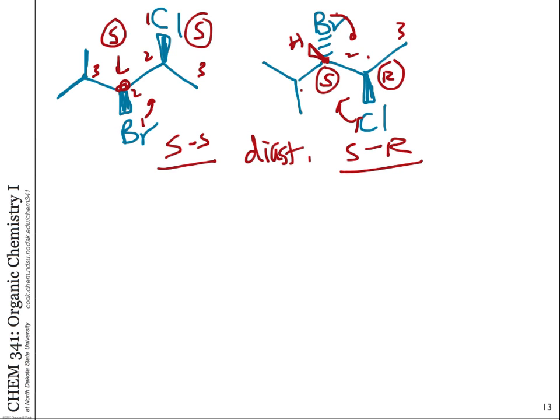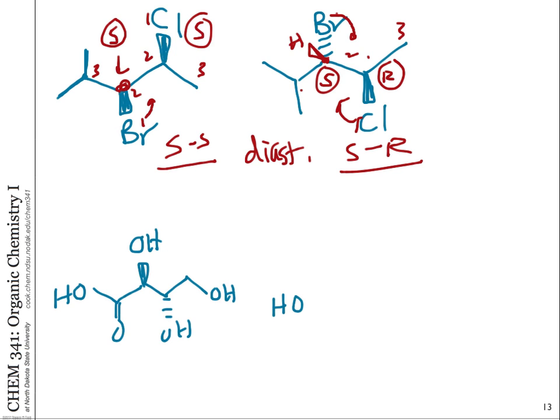Here's another example. I'm going to do 2 more examples, and then if you want to do more, there's some on that sheet. This is a molecule with 2 stereocenters in it again. And I'd have that one, and let's compare it to this one.